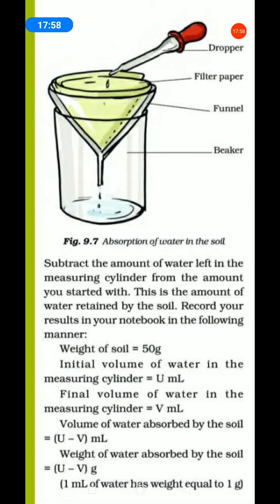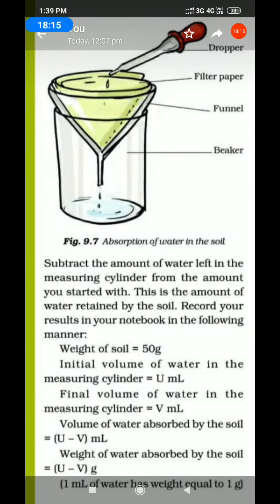Now we are going to discuss the calculation. Weight of soil: 50 grams. All of you listen carefully in your book. Initial volume of water in the measuring cylinder: U ml. Next, final volume of water in the measuring cylinder: V ml.